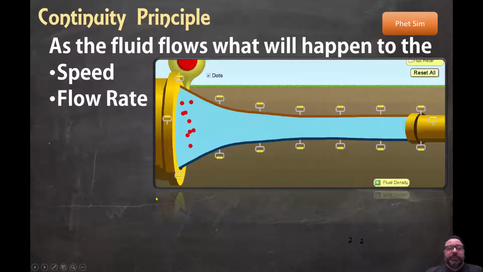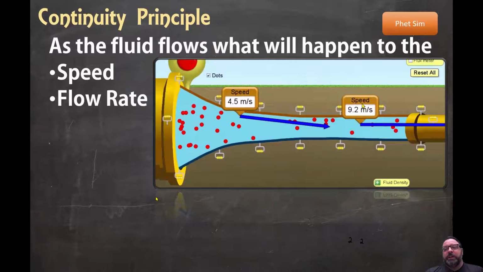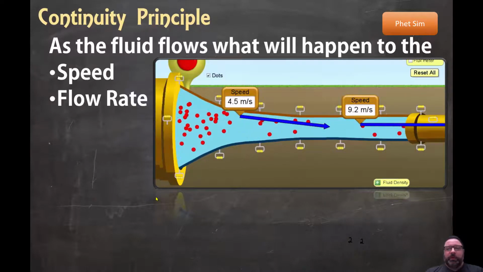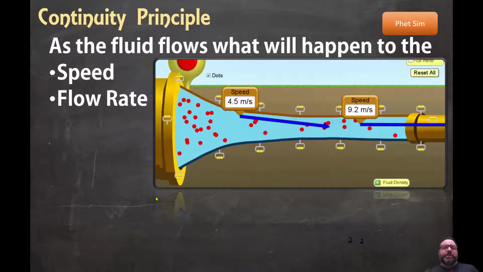We have water molecules on the left, they're dyed red so we can see them better. And as they flow from left to right, they do seem to increase their speed. If we measure the speed, we get that they go from about 4.5 to about 9.2 meters per second, and probably even slower if we went farther to the left. So we can definitely see when the pipe diameter decreases, the speed of the fluid inside the pipe increases.